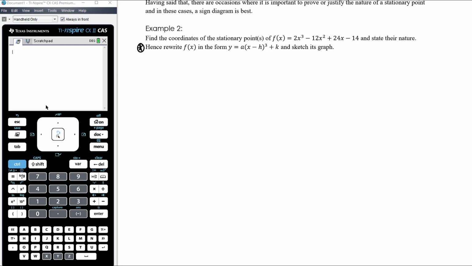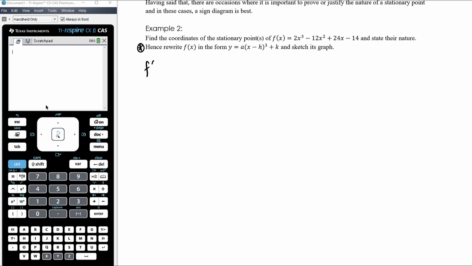Let's worry about the hence. So when you see hence, think about that as sort of being part B of the question. Do the first part and then worry about what the second part's asking you, because it will probably become clear at that point. So the first part is to find the coordinates of the stationary point or points of this function and state their nature.